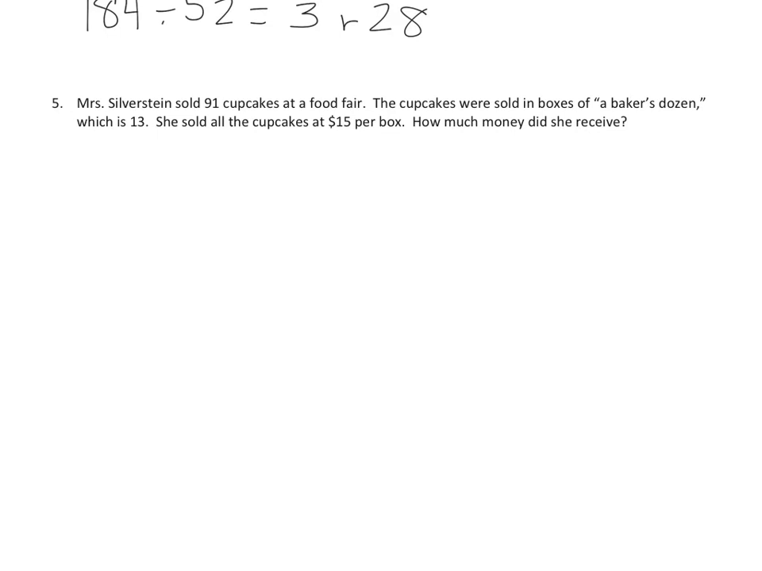Question number 5 says, Mrs. Silverstein sold 91 cupcakes at a food fair. The cupcakes were sold in boxes of a baker's dozen. And I give you what a baker's dozen is, which is 13. A dozen is 12, but a baker's dozen means they throw in an extra one. She sold all of the cupcakes at $15 per box. They want to know how much money she received.